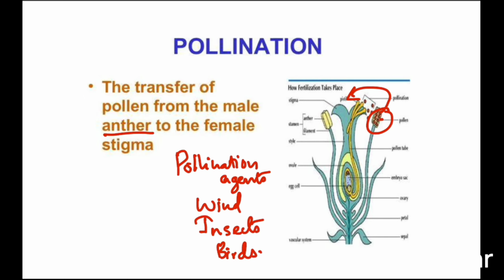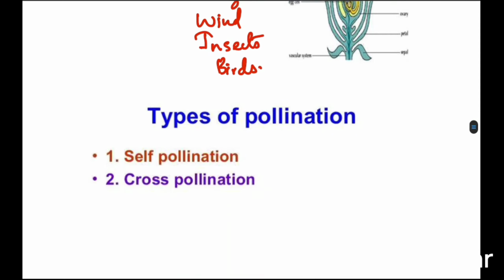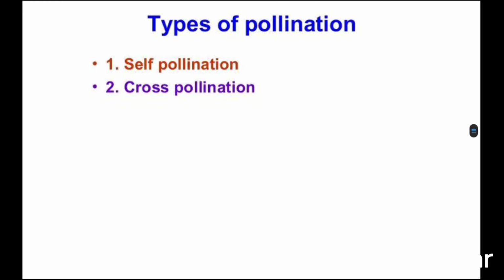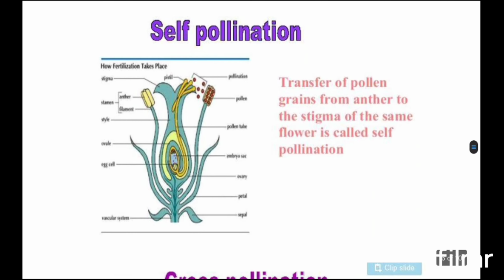Here, according to whether the flower contains male and female parts or both, you can categorize pollination into 2 types mainly. That's called self-pollination and cross-pollination. We will discuss that. Self-pollination is possible only in a flower having both the sex organs. That means it will be possible only in a bisexual flower.